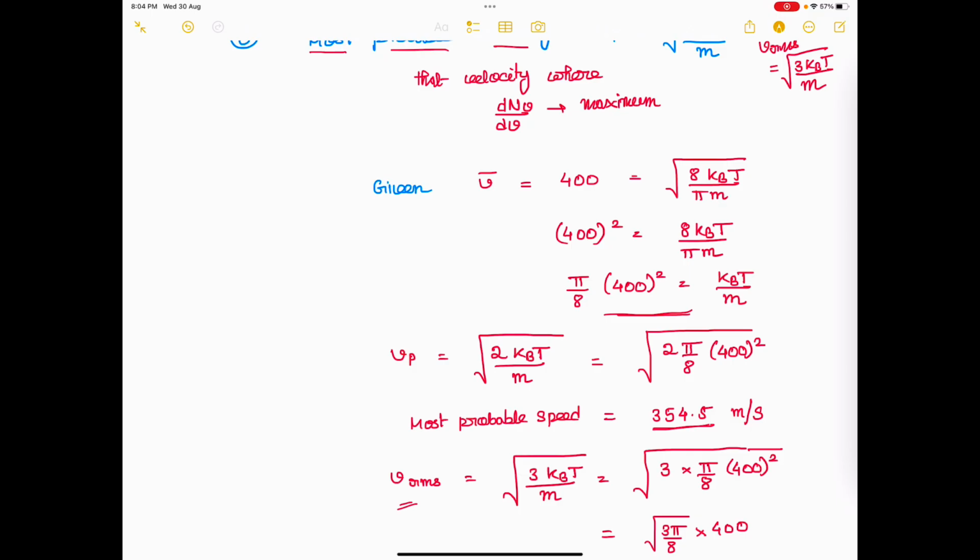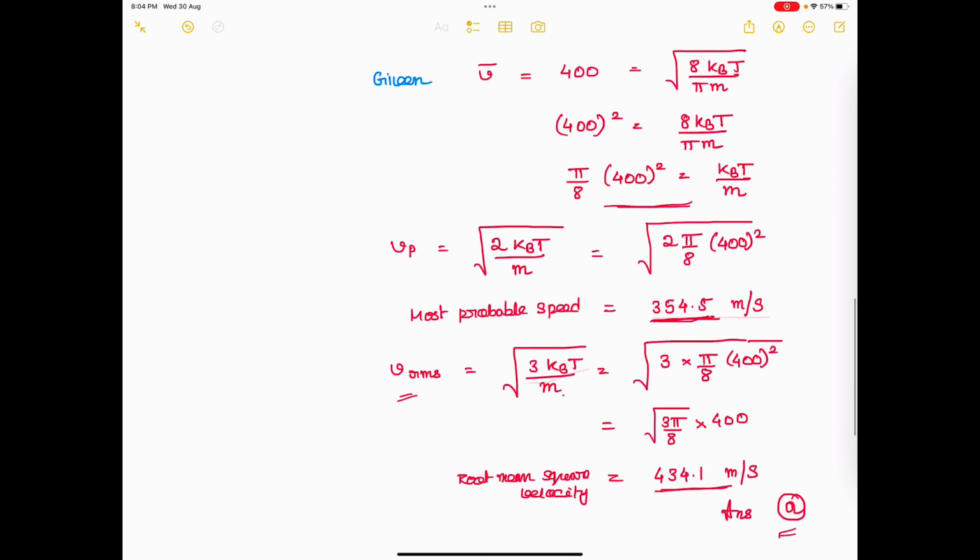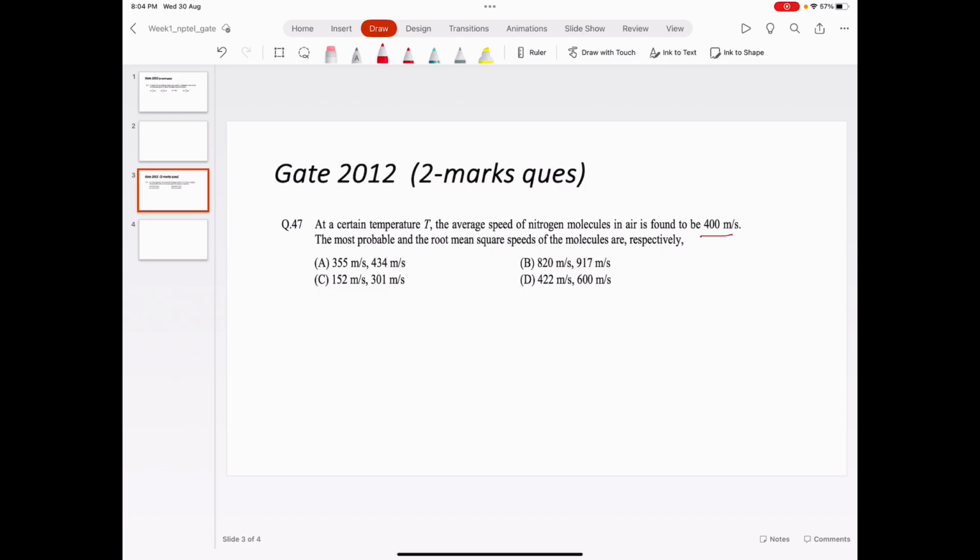After that I put it in Vp, the most probable speed, root over 2 kBT by m; I put in that expression of kBT by m, and it comes out to be about 354.5 meter per second. Similarly vrms is root over 3 kBT by m as per the definition. We put in the value, and it comes out to be about 434.1 meter per second. And if you come to the question again, it is option A which goes closest. 354.5 is close to 355 and 434.1 is close to 434 meter per second.